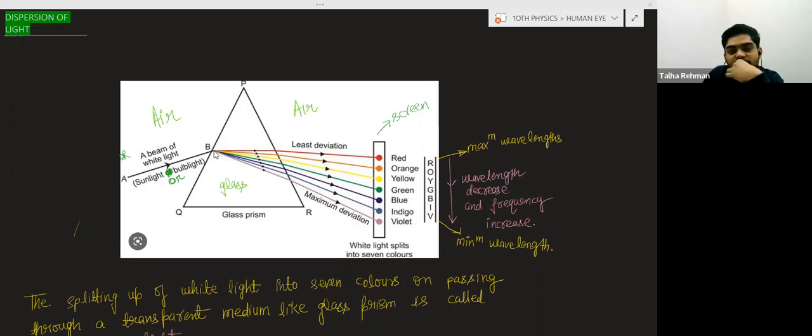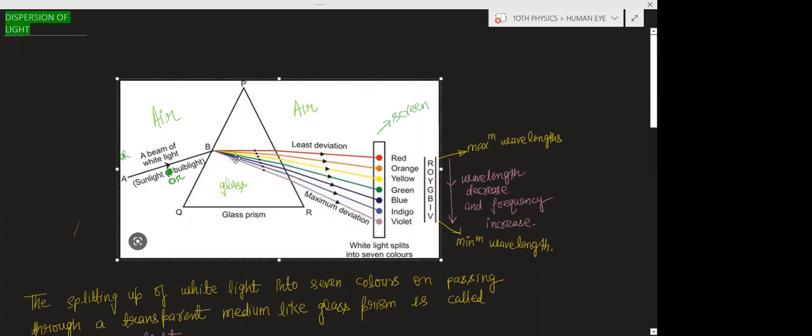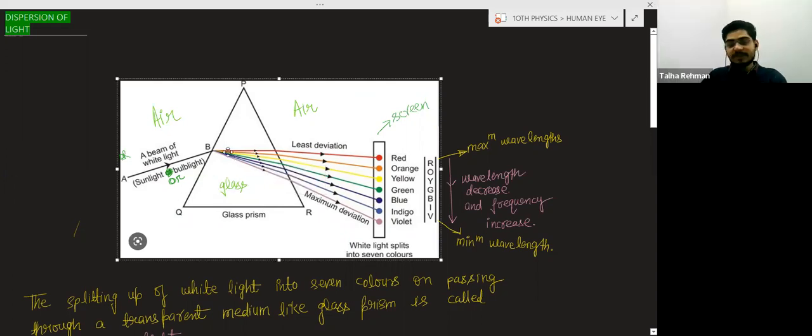Actually, refractive index is for a medium. So if you explain with speed, it will be better, because all colors are in the same medium, in the glass. But in the glass also, all the seven colors have different speed, and due to that, they suffer different amounts of refraction after passing through the prism. So that is why dispersion is taking place.